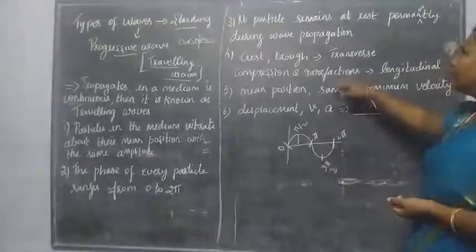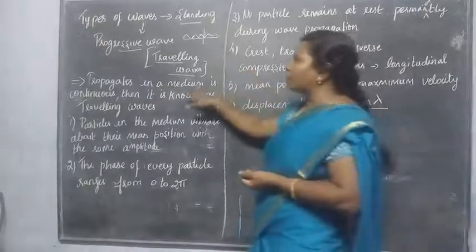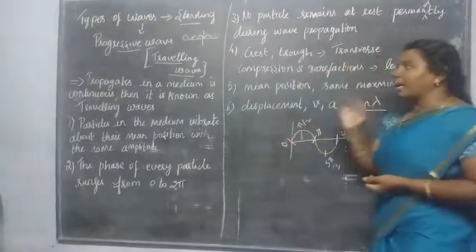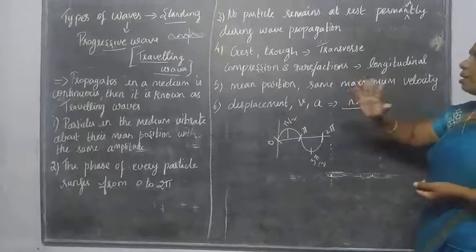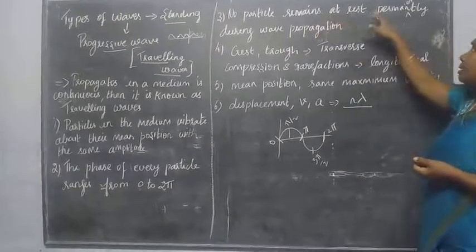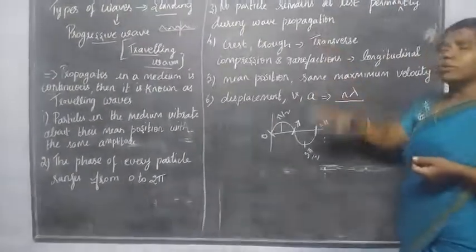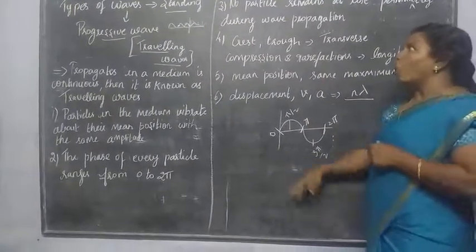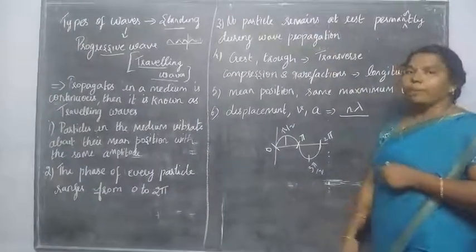And the third property: no particles will remain at rest, because in a progressive wave the waves are moving continuously in the medium. So no particle in that medium can be constant or at a rest position. So no particles remain at rest permanently during the wave propagation. What is called propagation? That is traveling, that is the waves traversing. So no particles will be at the rest position. That is very important.